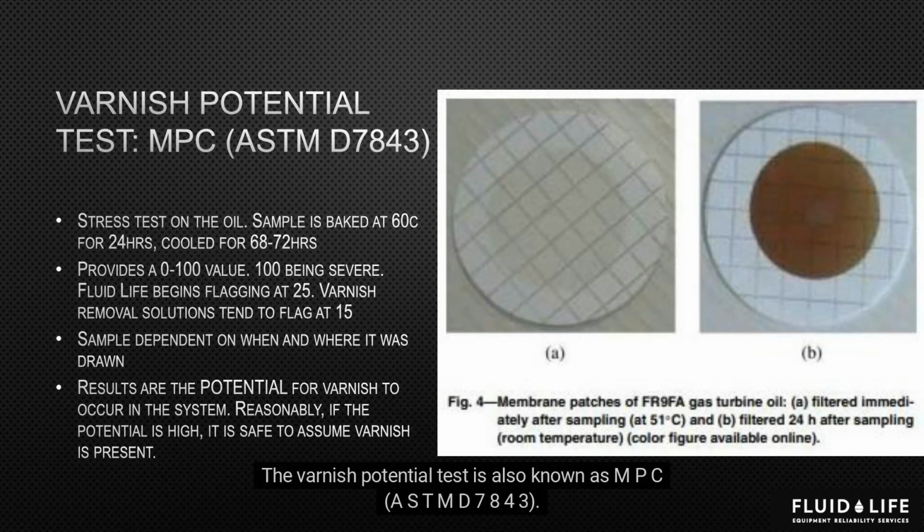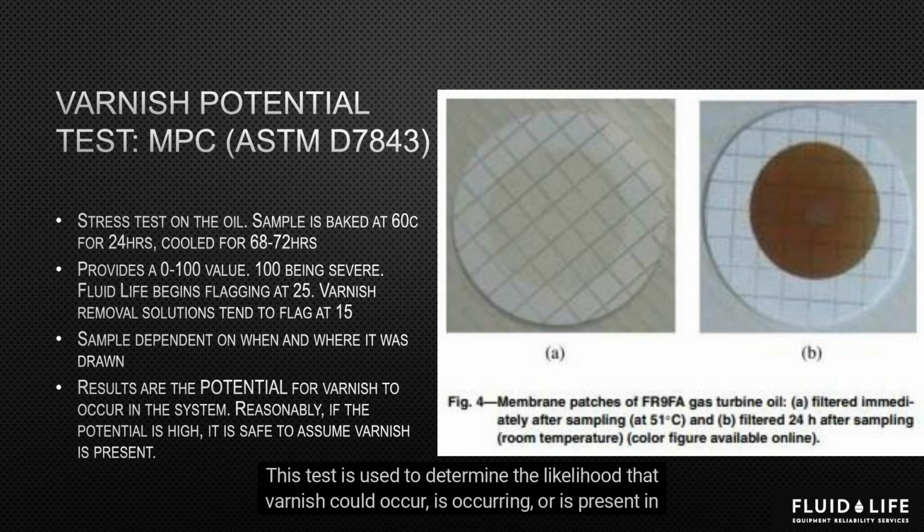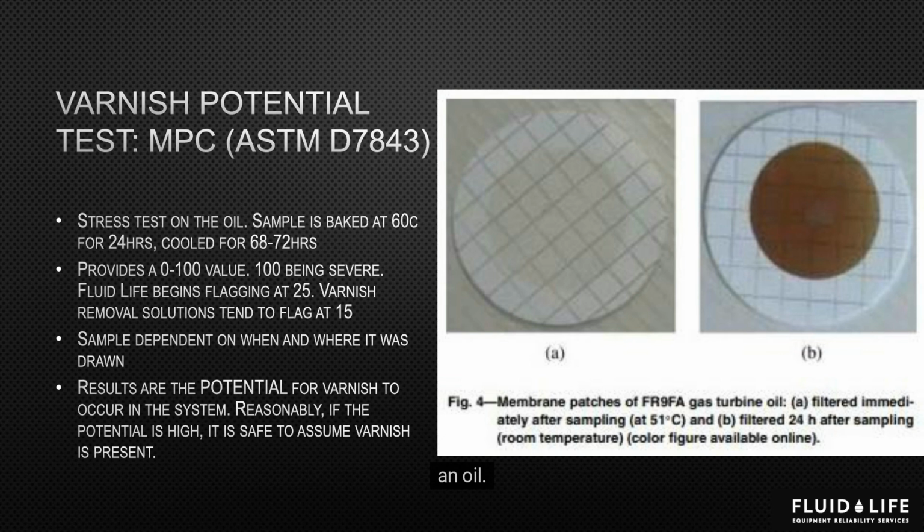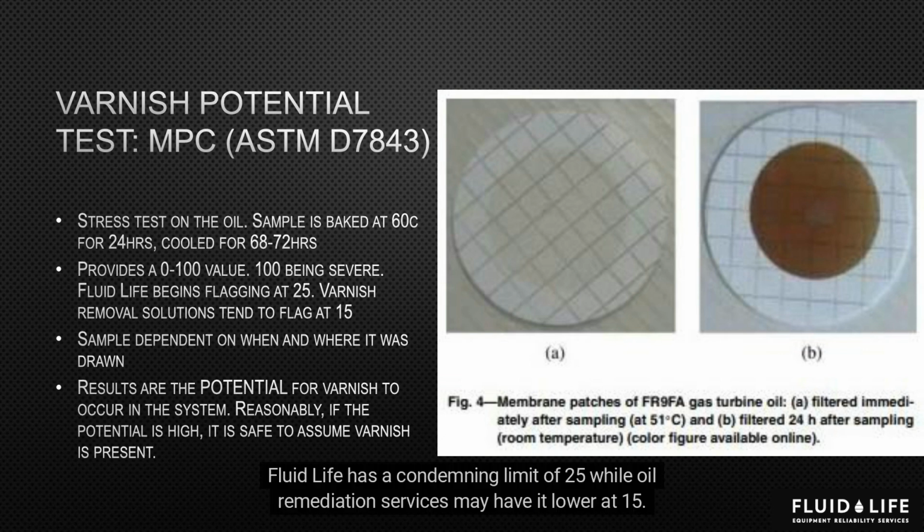The varnish potential test is also known as MPC, ASTM D7843. This test is used to determine the likelihood that varnish could occur, is occurring, or is present in an oil. The higher the MPC value, the greater the risk. Fluid Life has a condemning limit of 25, while oil remediation services may have it lower at 15.